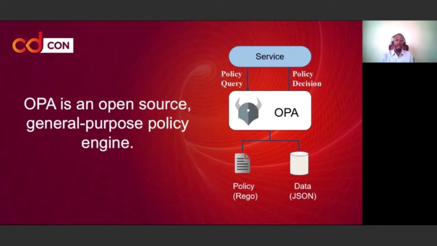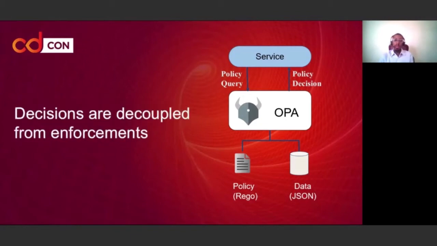Being fully context aware with the data that's there. Decisions with the Open Policy Agent are decoupled from enforcement. So the pipeline, the service, gets to OPA to generate a policy decision. And that policy decision is now used by the pipeline or the tool to enforce the policy.